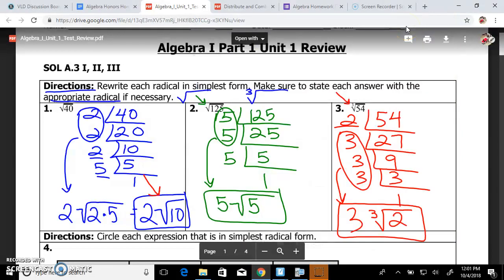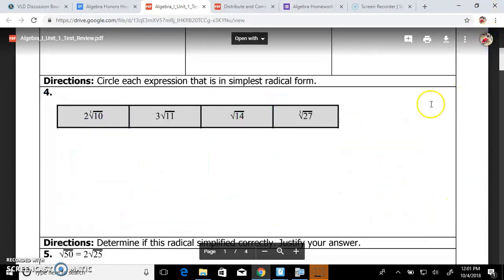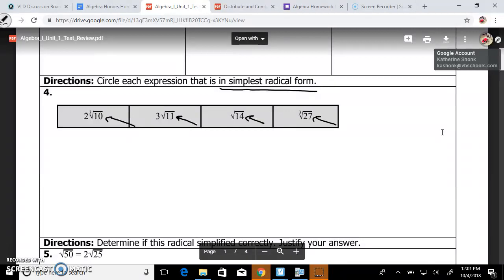All right, moving on. So now we are looking at expressions that are in simplest radical form. Circle each expression that's in simplest radical form. Now, simplest radical form does not mean that the number underneath the radical, the radicand, can't be factored. It just means that it cannot be factored so that either a group of 2 numbers or a group of 3 numbers come out.